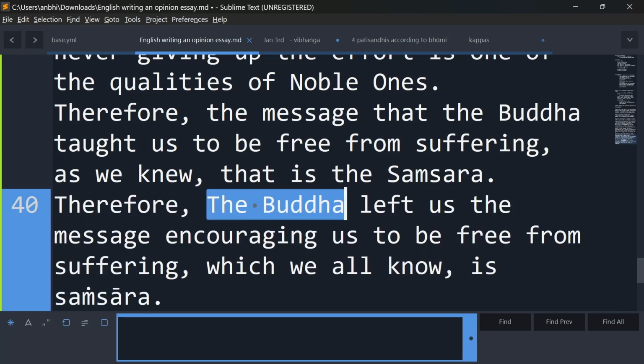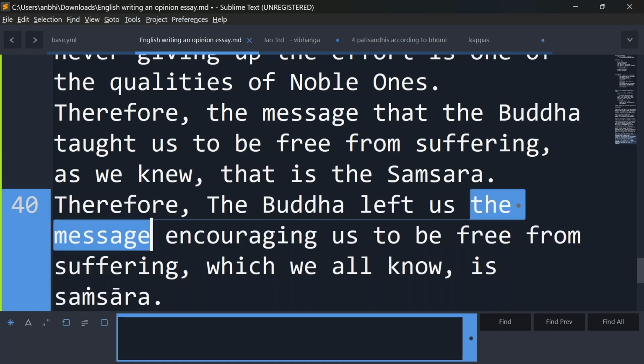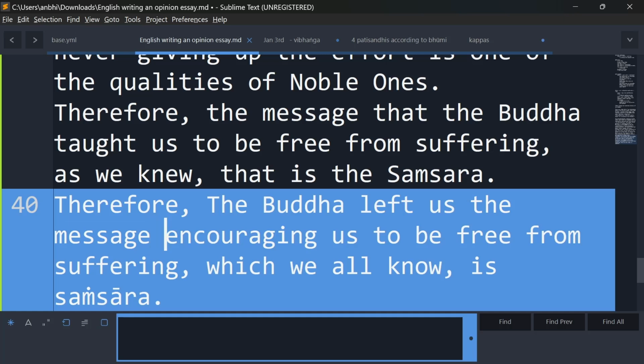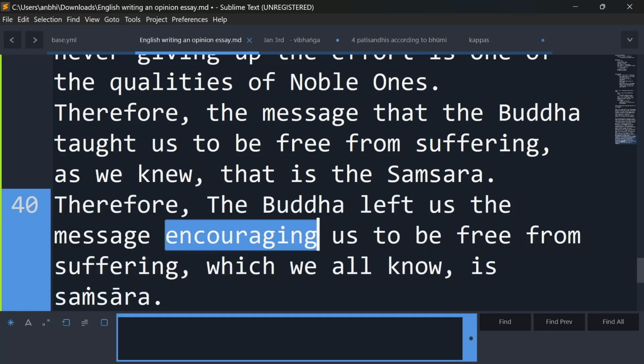So you see, now you have a subject, the Buddha in this case. Then you have the verb, left. You leave a message, no? So he left us, the first object. Us what? The message. He left us the message. He gave us the teaching, right? Direct and indirect objects, right? And then he left us the message. This is the kind of stuff that we have to practice.